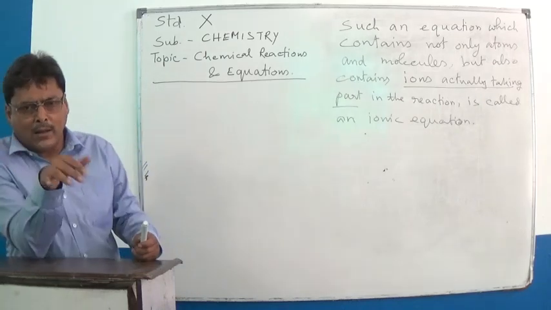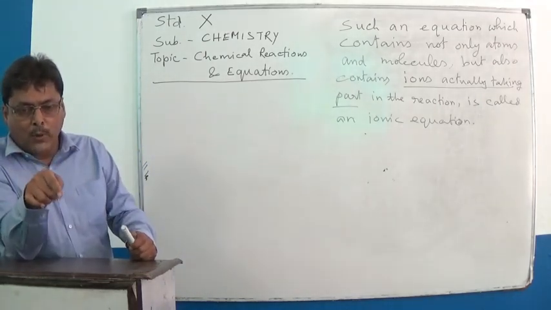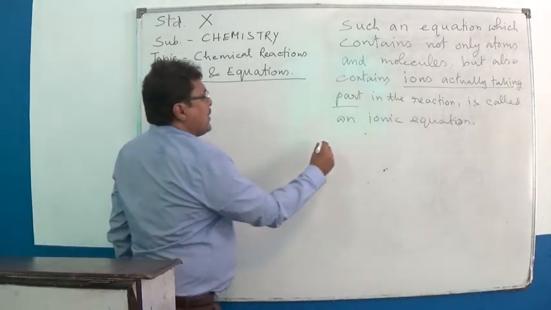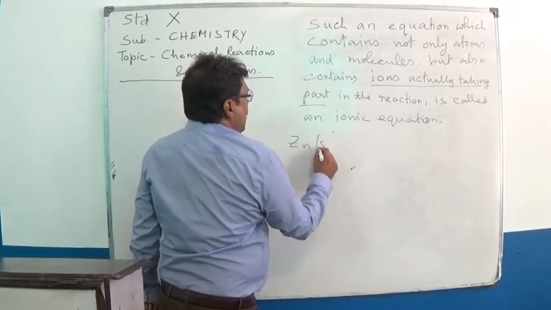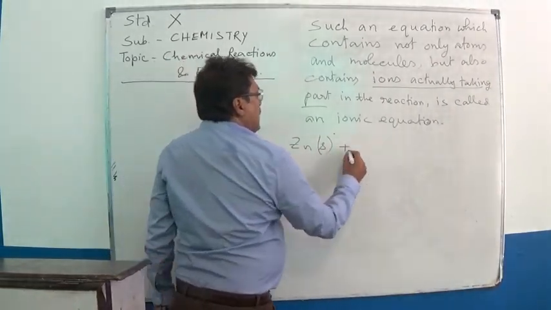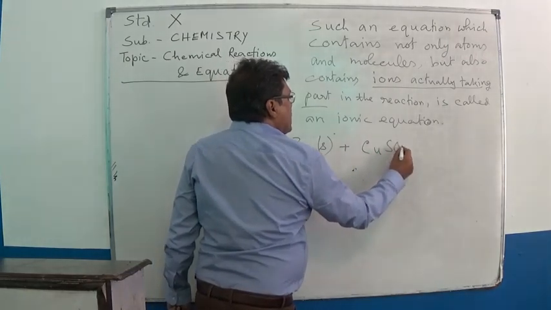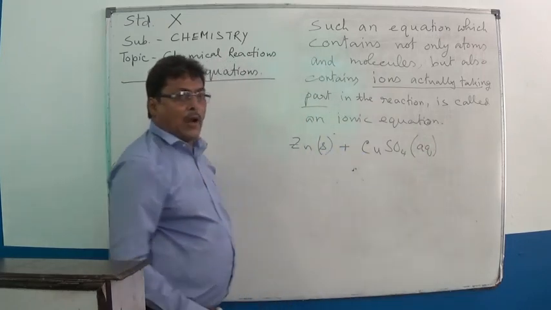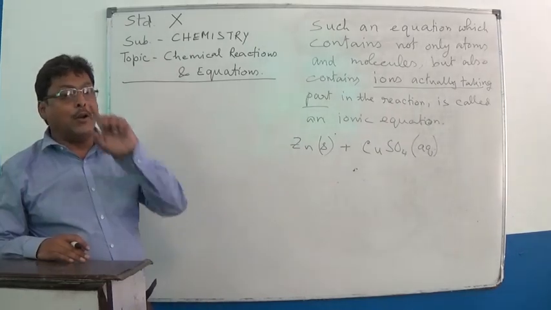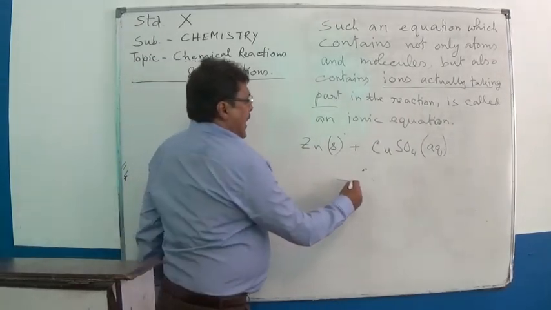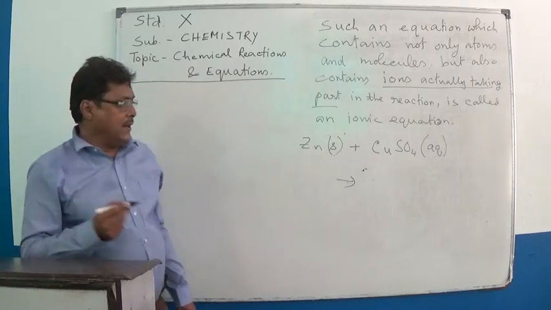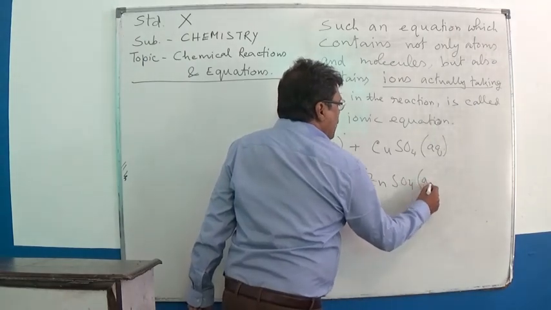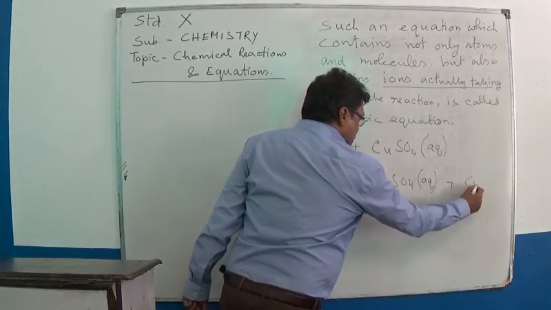Let's give an example and then move to the more important part, which will be important for this class. Let's say zinc, which is solid, reacts with CuSO4 aqueous solution. Aqueous solution of copper sulfate is an ionic solution. Right. And it produces, say, zinc sulfate, which is also aqueous, and copper, which is solid.